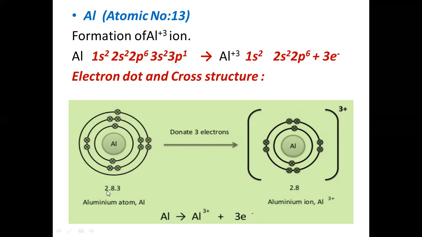2 electrons in the first shell, 8 in the second, and 3 in the third. But now 2 electrons in the first and 8 in the second. There is no third shell because the third shell is now empty after losing 3 electrons, and then aluminium will get a positive 3 charge. Positive 3 means it loses 3 electrons.